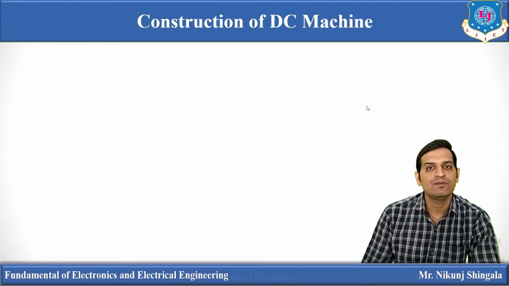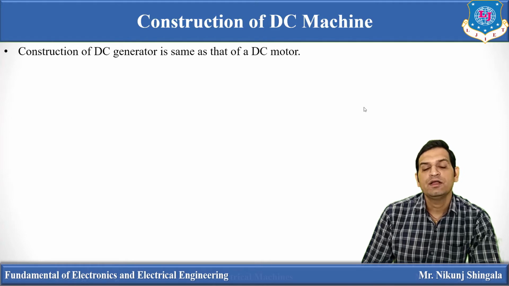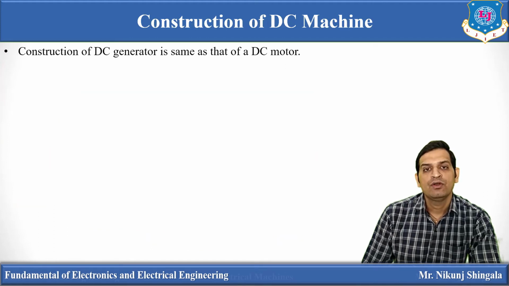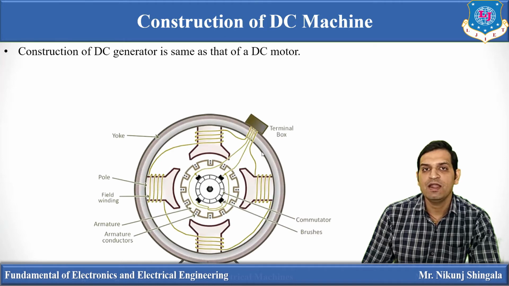Now moving towards the construction of the DC machine. As I told you, the construction of a DC generator is the same as that of a DC motor. This is a cut section of a DC machine. These are the different parts that I am going to explain to you one by one: commutator, brushes, armature winding, field winding, poles, shaft, bearings, and yoke. Let us understand each and every part of the DC machine in detail. Here you can see a simplified diagram of a cut section of a DC machine: yoke, pole, field winding, armature winding, commutator, brushes. These are the different parts.